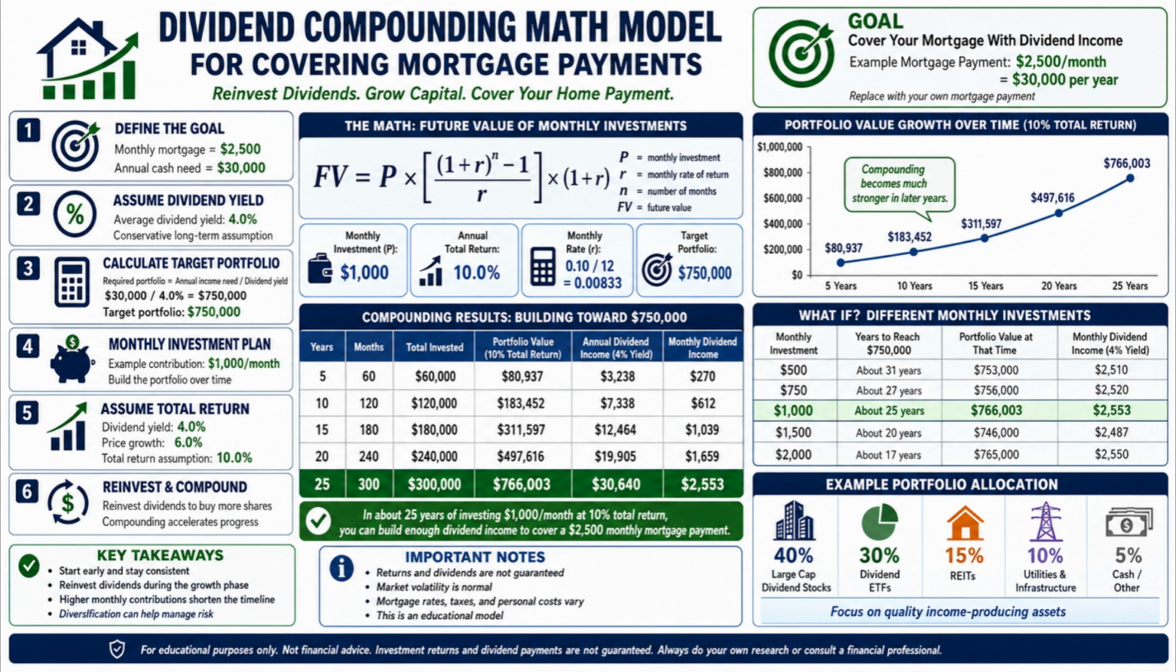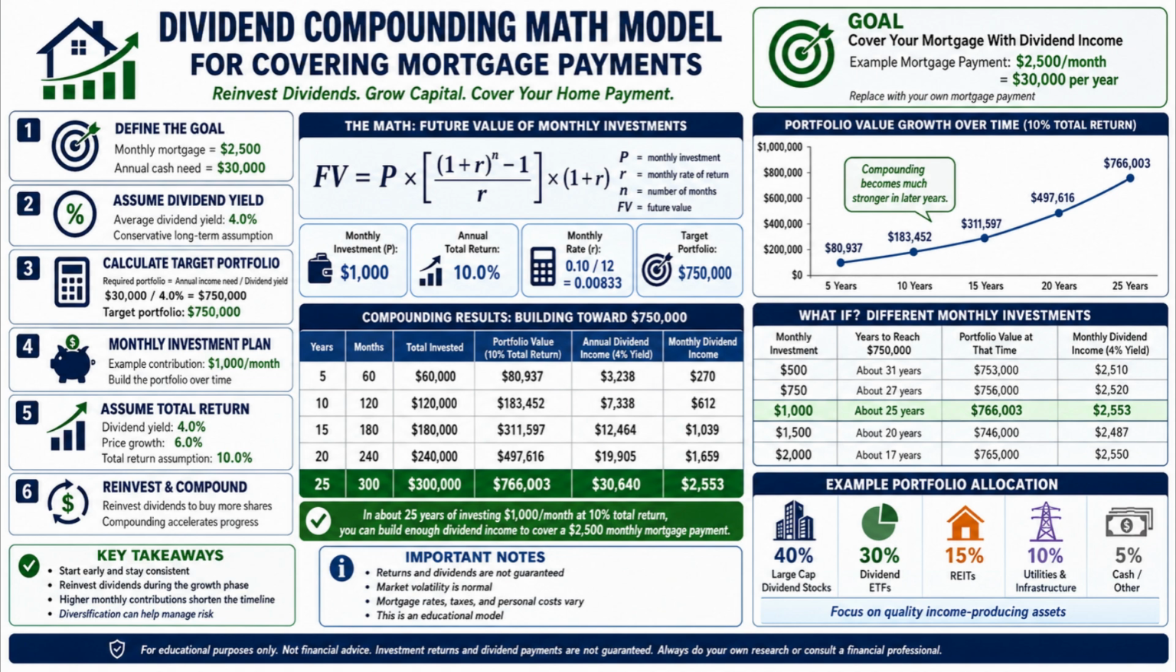Then, after 10 years, total contributions would reach $120,000. Because of compounding, the estimated portfolio value may rise to about $183,452. At a 4% yield, this could provide approximately $7,338 per year, or about $612 per month. Moving forward, after 15 years, the investor would have contributed $180,000. The portfolio could potentially grow to around $311,597. At a 4% dividend yield, this could create about $12,464 in annual dividend income, or roughly $1,039 per month.